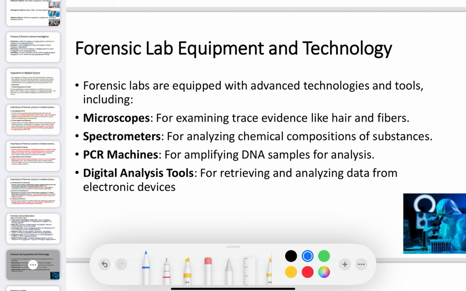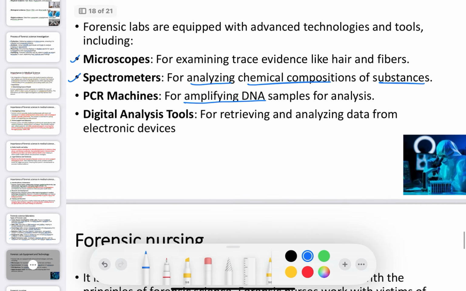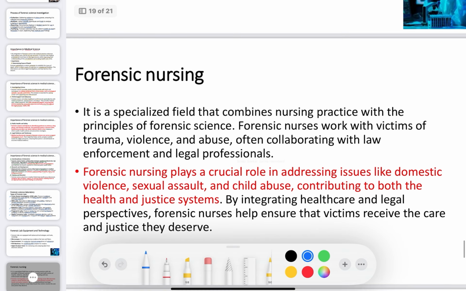Forensic lab equipment and technology. There are various equipment such as microscopes and spectrometers. Spectrometers are mainly used for analyzing the chemical composition of substances. PCR machines are for amplifying DNA samples. Digital analysis tools are for reviewing and analyzing data.